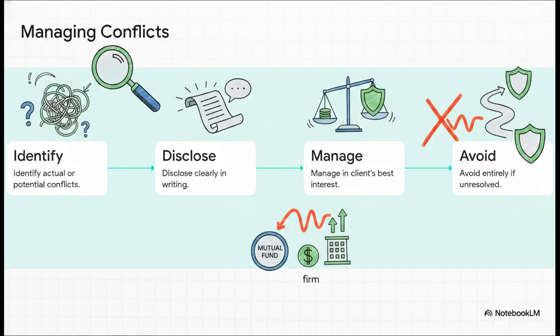Okay, let's dive into the next pillar, conflicts of interest. Under CIRE's client-focused reforms, there is a mandatory progression you've got to follow. First, you have to identify all potential or actual conflicts. Then, disclose them clearly in writing to the client before a transaction. Next, you must manage the conflict in the client's best interest, or avoid it entirely if it just can't be resolved. You can't merely disclose and proceed if a conflict harms the client. Take proprietary mutual funds that pay higher trailing commissions to your firm, for example. That is a classic conflict. You have to prove your recommendation puts the client first.